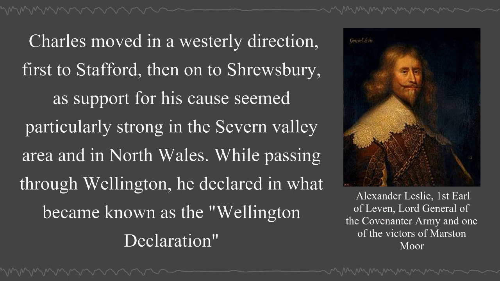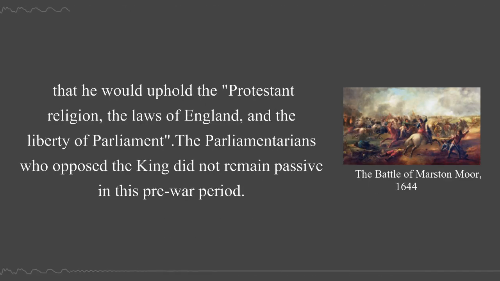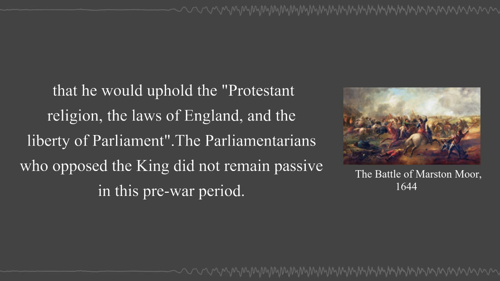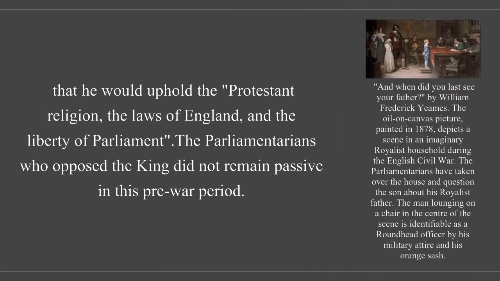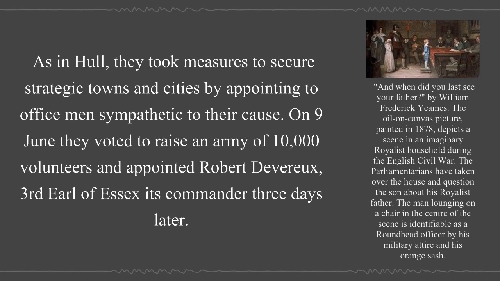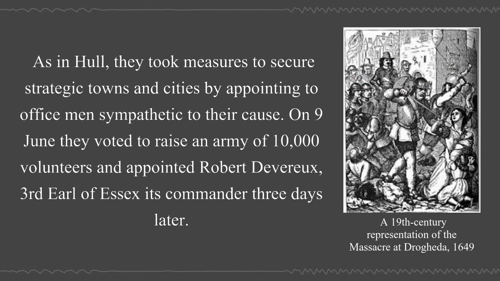While passing through Wellington, he declared in what became known as the Wellington Declaration that he would uphold the Protestant religion, the laws of England, and the liberty of Parliament. The parliamentarians who opposed the king did not remain passive in this pre-war period. As in Hull, they took measures to secure strategic towns and cities by appointing to office men sympathetic to their cause. On 9 June, they voted to raise an army of 10,000 volunteers and appointed Robert Devereux, 3rd Earl of Essex, its commander 3 days later.